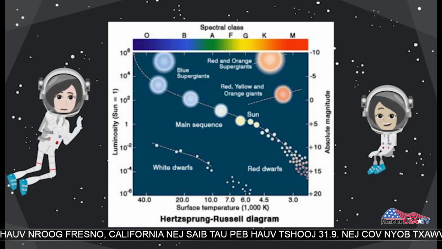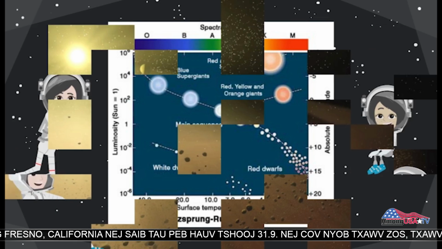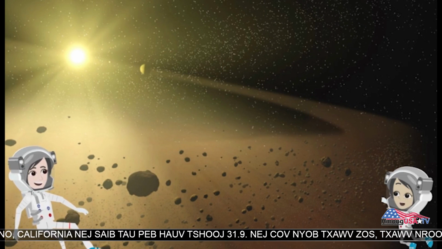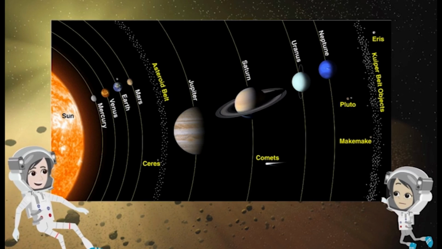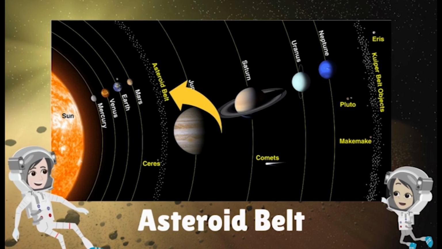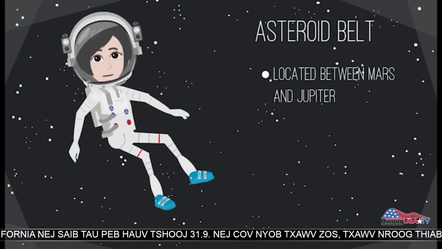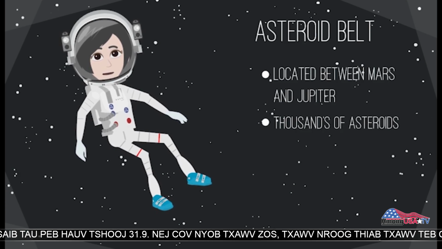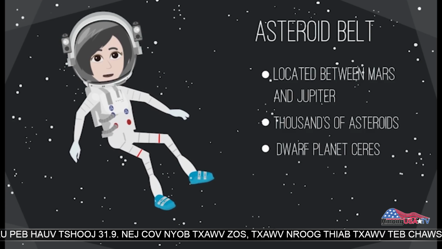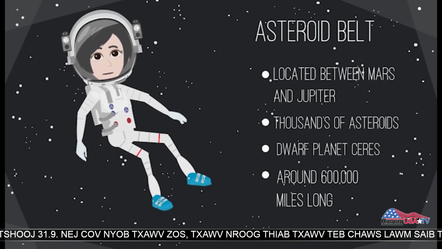Now before we begin talking about the planets, let's talk about the asteroid belt. Whoa, this is so cool. This is the asteroid belt located between Mars and Jupiter. Just like Abby said, the asteroid belt is located between Mars and Jupiter. The asteroid belt contains thousands of asteroids and a dwarf planet called Ceres. The asteroid belt is also 600,000 miles long.